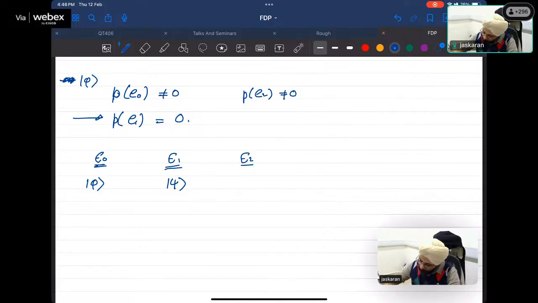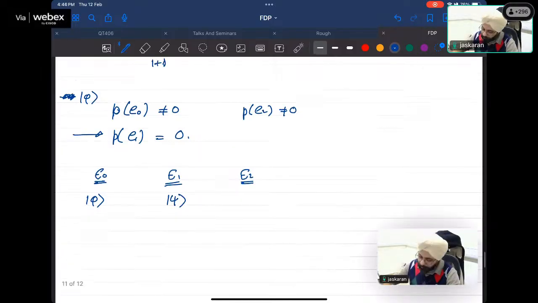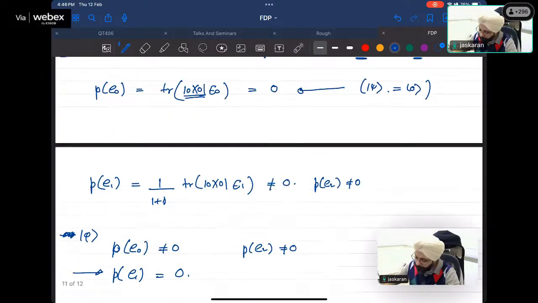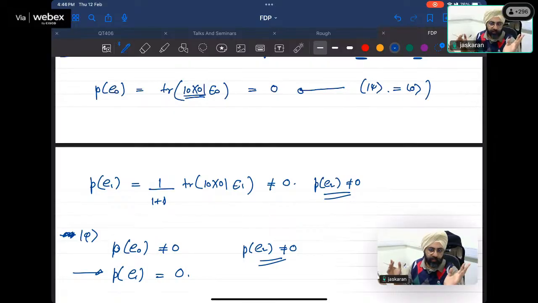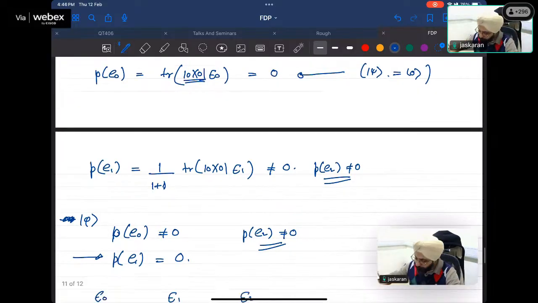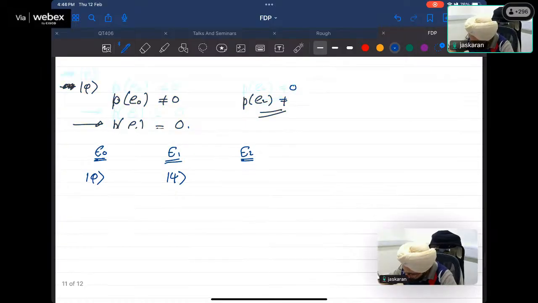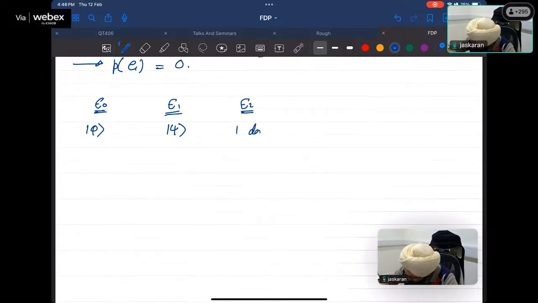I can also get an outcome corresponding to E2, and when I get this outcome, you will see that for both of them the probability of E2 is non-zero. So we cannot say whether it came from the state ket psi or from the state ket phi. In this case, we will just say I don't know. It could have come from either of them.